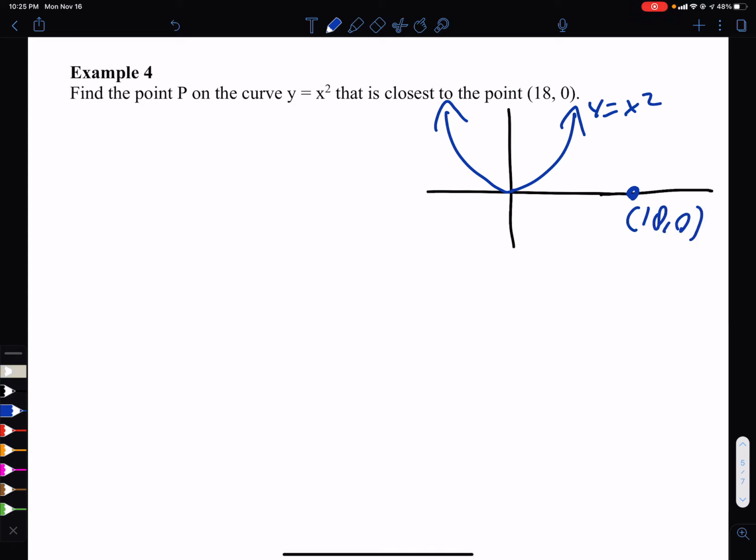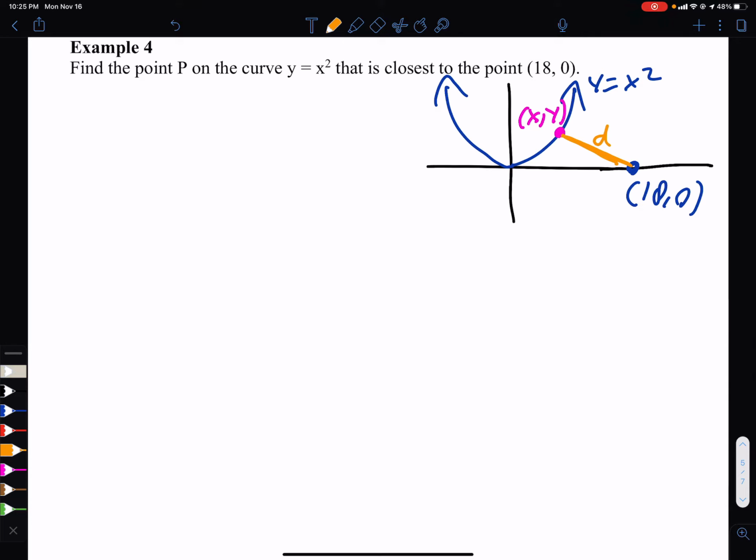And what do they want? They are looking for some point P on the curve. So we're looking at some point on this curve that is closest to that. Well, obviously it's going to be there, not here. That's farther away, not here. Somewhere around here, but I don't know where that is. So I'm going to call that point x, y because I don't know the coordinates. And the distance between those two points is that. I'm going to call that distance d.